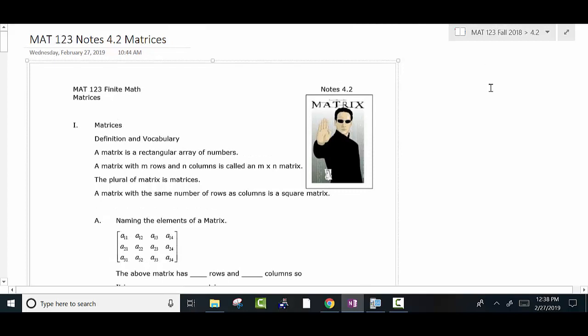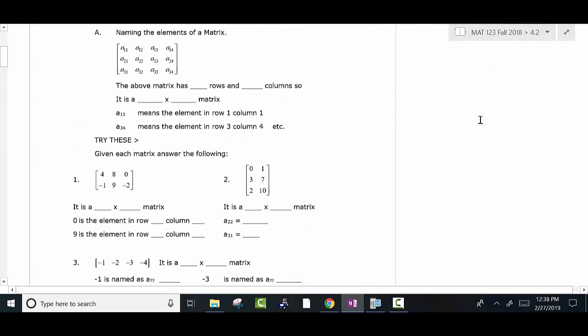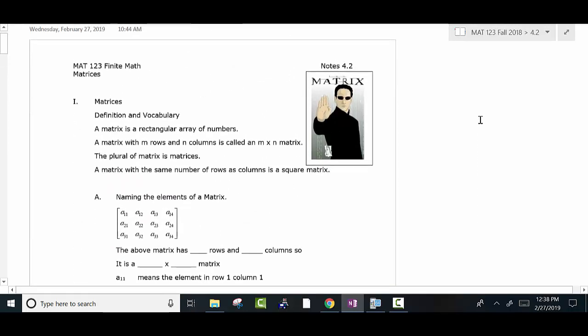Okay, so what we're going to look at in this section is what we call a matrix. We're going to look at a lot of terminology today to start with. This section has a lot of terminology in it. It doesn't have a whole lot of math where you're calculating, but it has a lot of terminology.